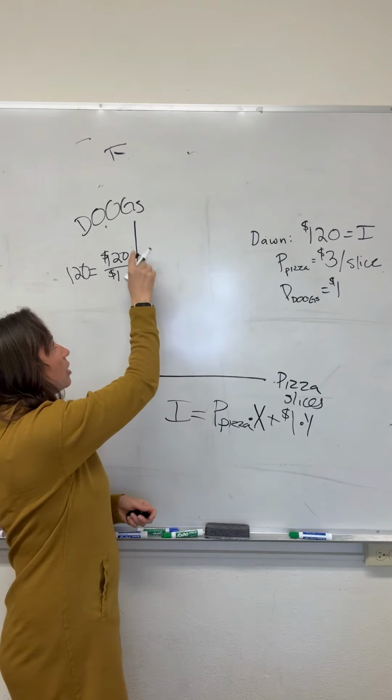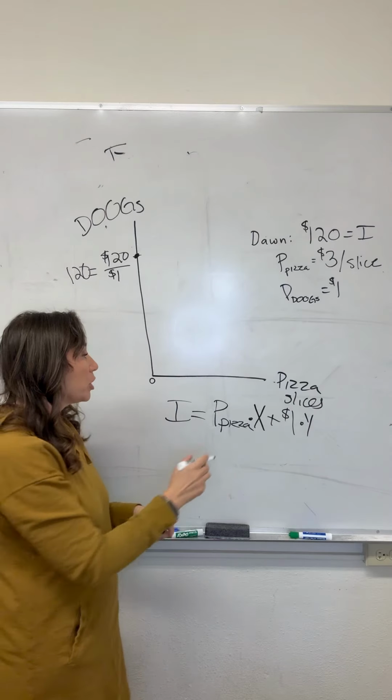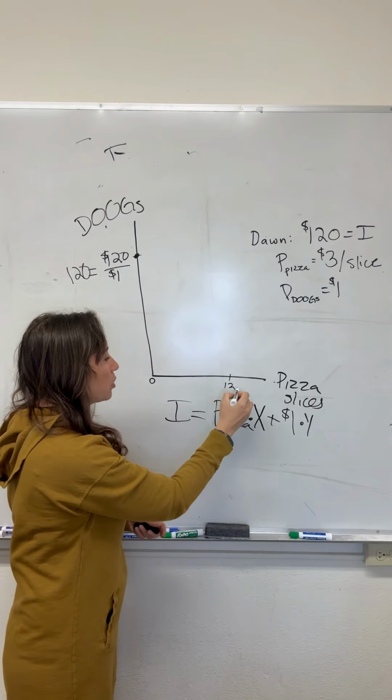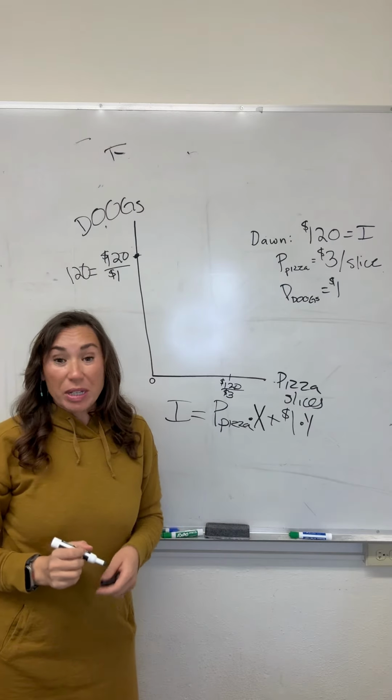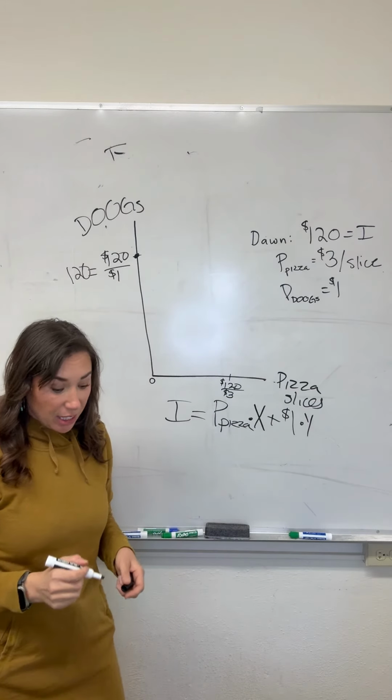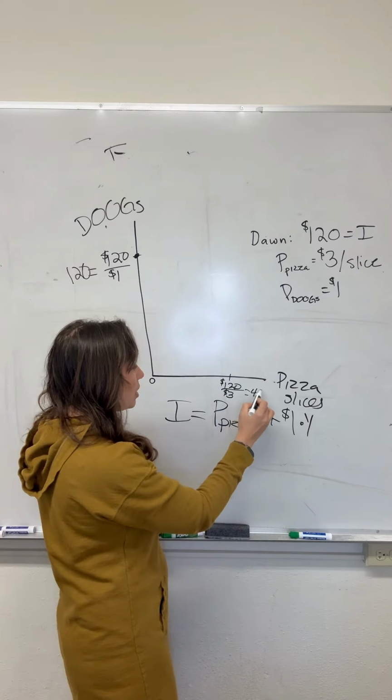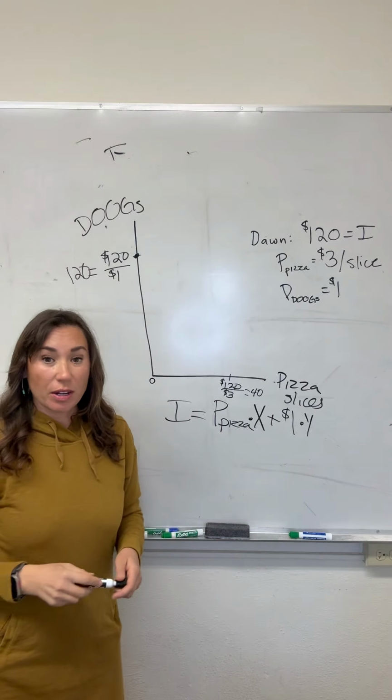So she can be here, this is our endpoint, or she can be way down here where she spends all $120 on pizza at $3 a slice. That gives us at most 40 slices of pizza that we could have.